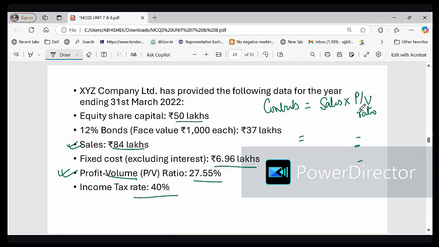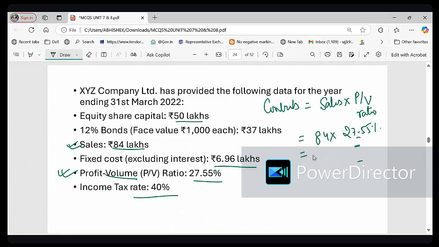So just multiply this sale by PV ratio. How much are you getting as contribution? Please let me know. So sales is how much? 84 lakh is your sales. And what is your P by V? P by V is 27.55%. So how much is 27.55% of 84?